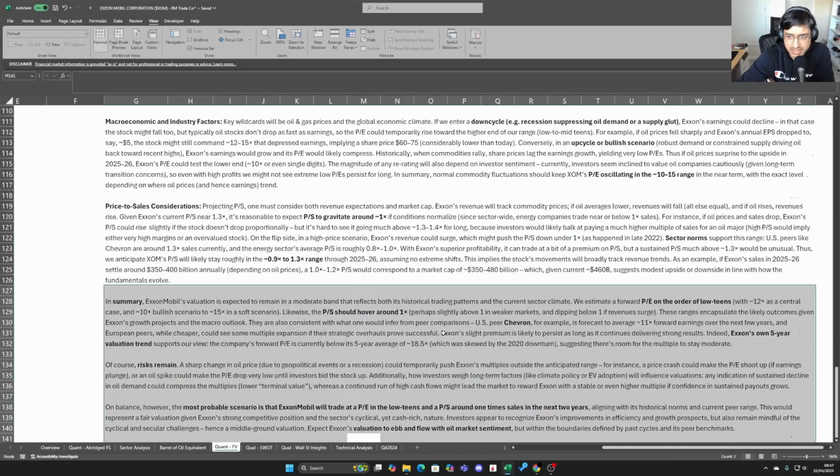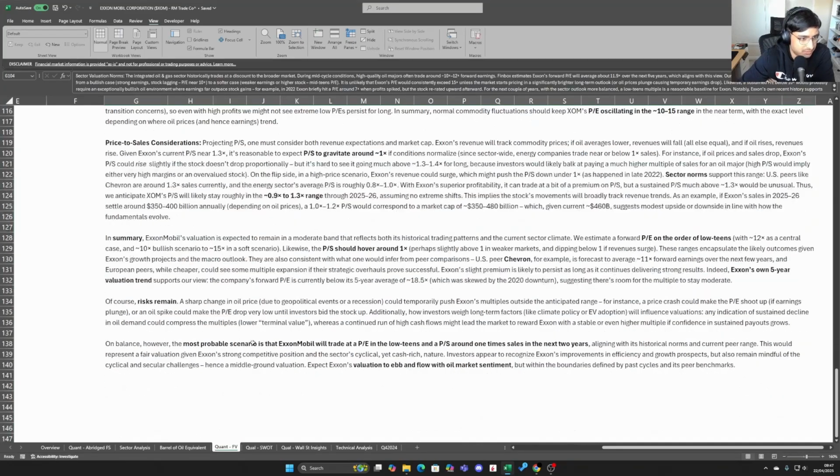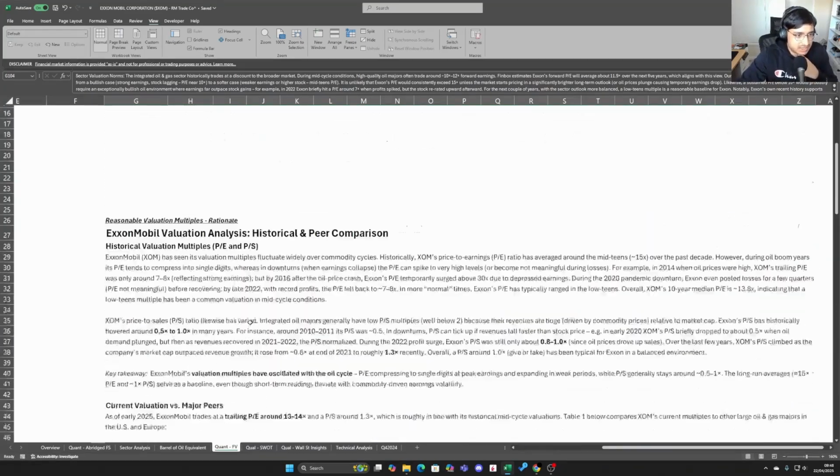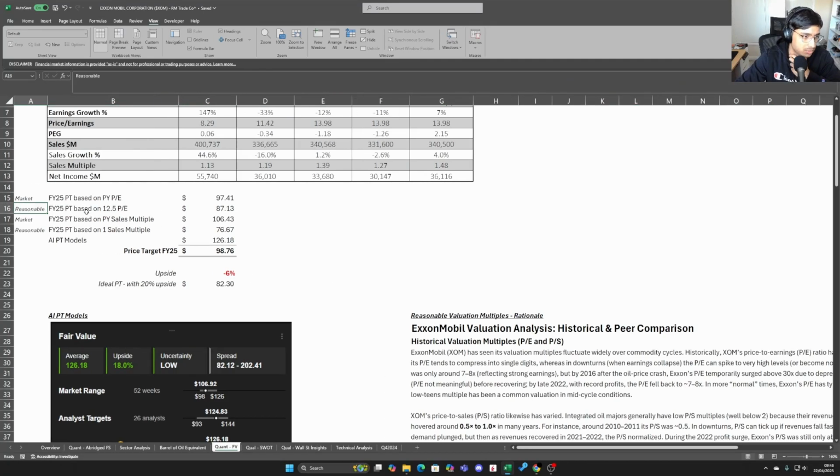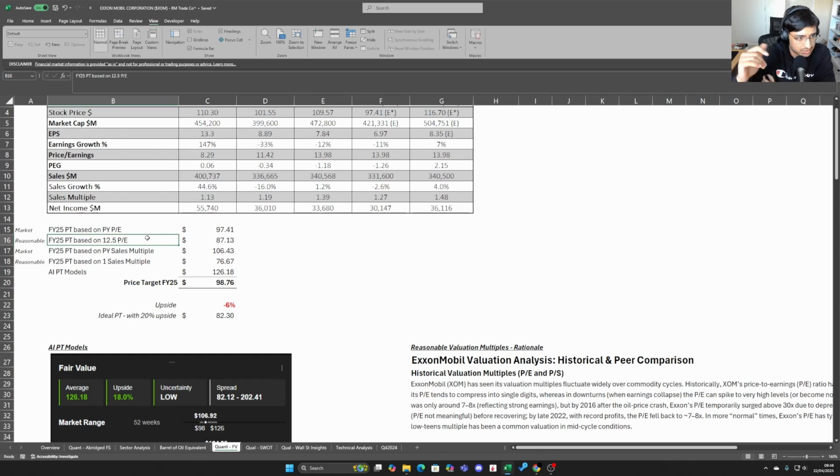So you can grab the document or pause the video and read it for yourself here. But essentially, from my analysis of the sector and of the historical valuation multiples, I come to, I think, a reasonable P/E ratio of 12.5. This is also factoring in the cycles.